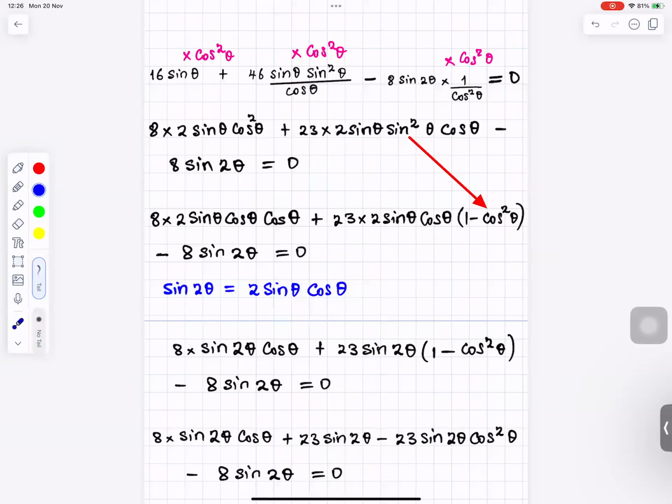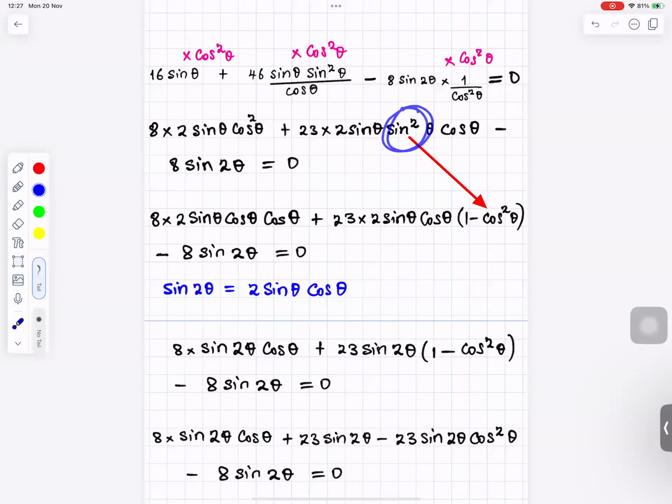To get rid of the cos squared on the denominator, we multiply the first one with cos squared, multiply the second one with cos squared, multiply the third one with cos squared. So the cos squared will cancel on the third one. One of them will cancel on the second one, and you get this new expression. And what you want to do now is to start to simplify and factorize.